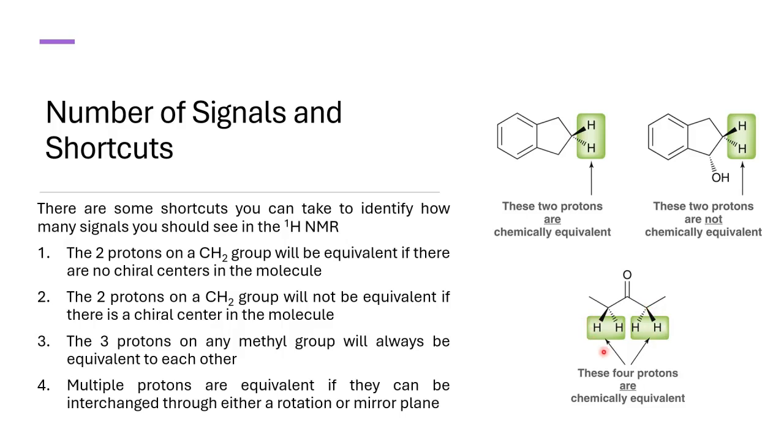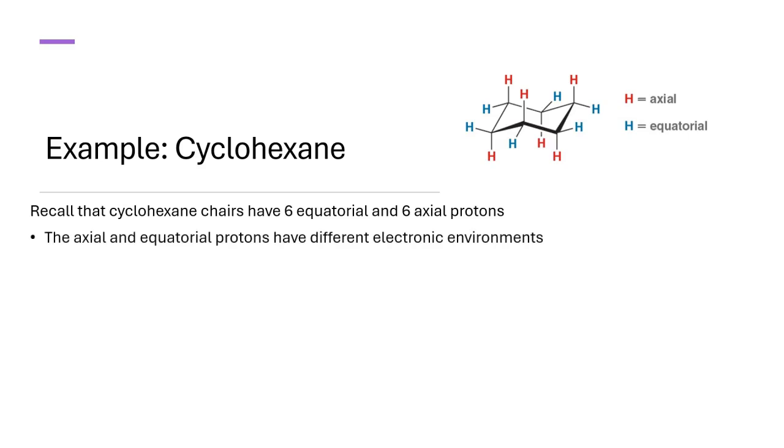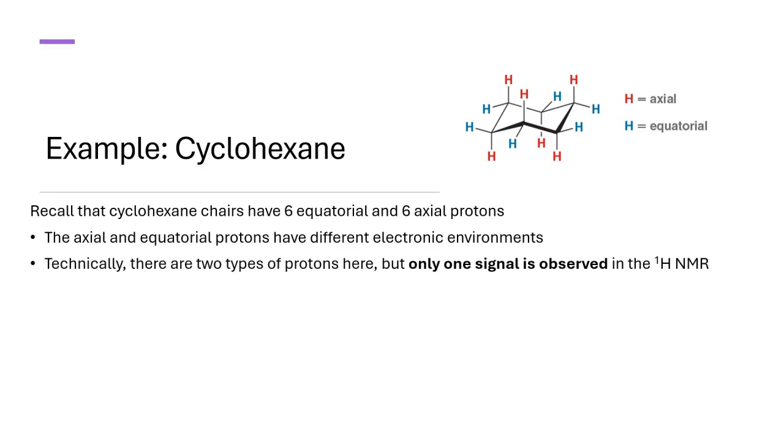So we would expect to see one signal for the CH3s and one signal for the CH2s. Let's consider an example compound, cyclohexane. Recall that cyclohexane chair conformations have 6 equatorial and 6 axial protons. The axial and equatorial protons have different electronic environments. Technically, there are 2 types of protons here, so one would expect 2 signals. However, only one signal is observed in the 1H NMR.